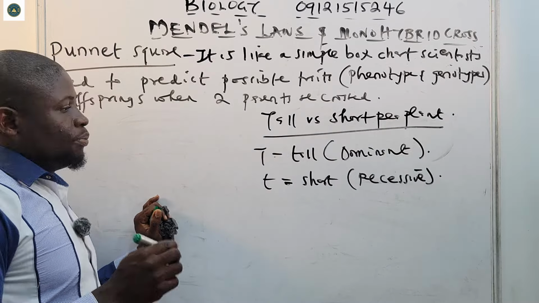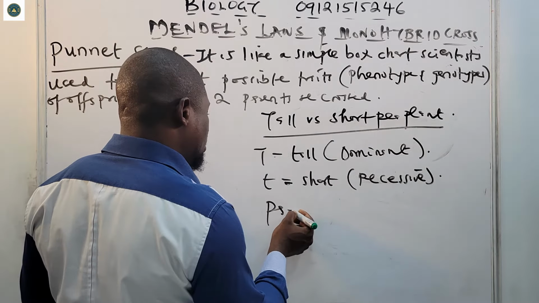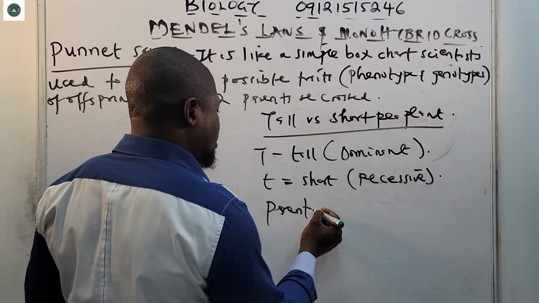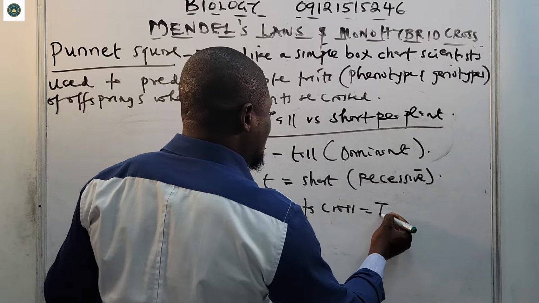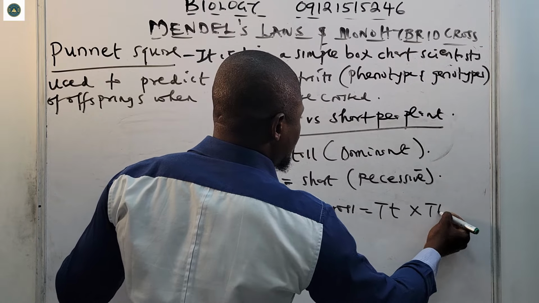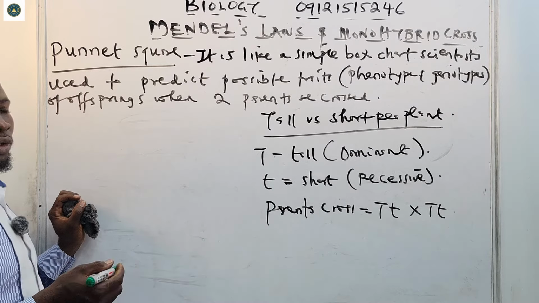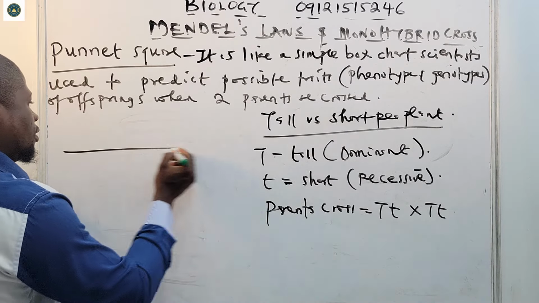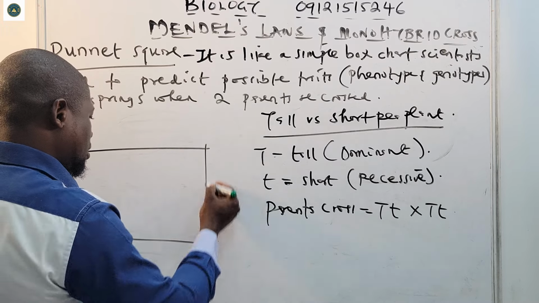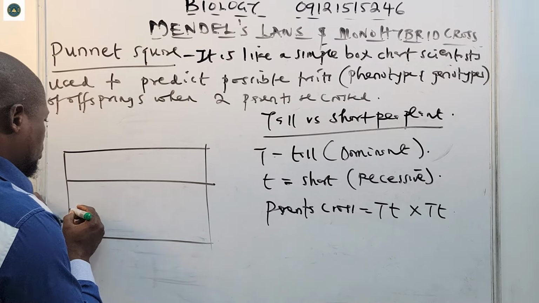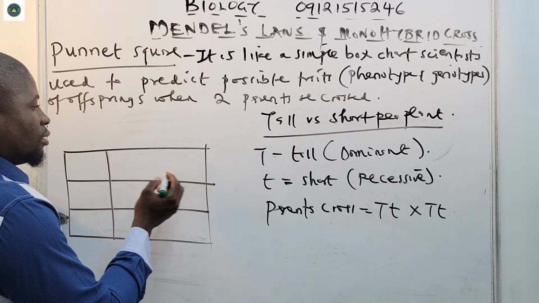So now the parents cross. Tt times Tt. All right, so that is what the parent cross will now be. So now let us cross it. Okay, so that's the parent cross. Let's do this.